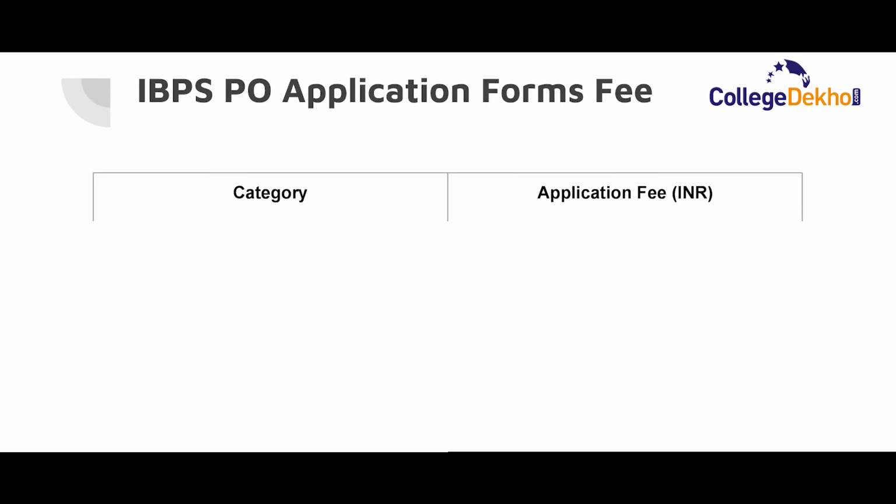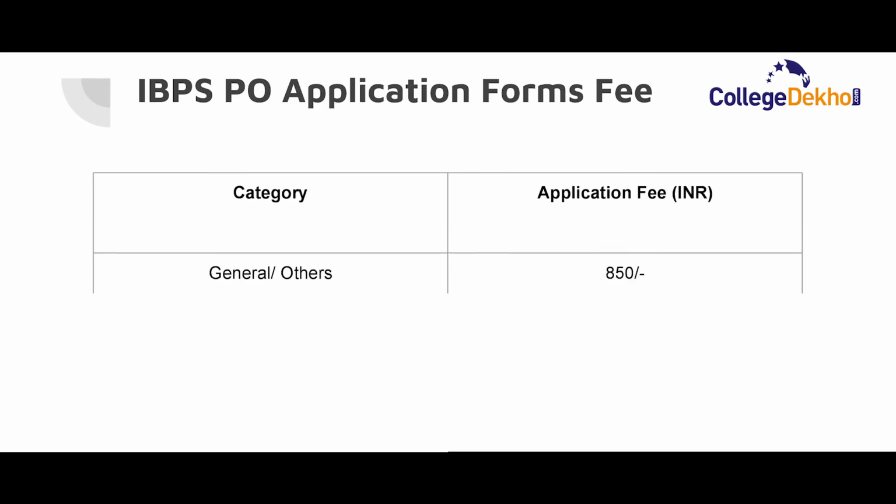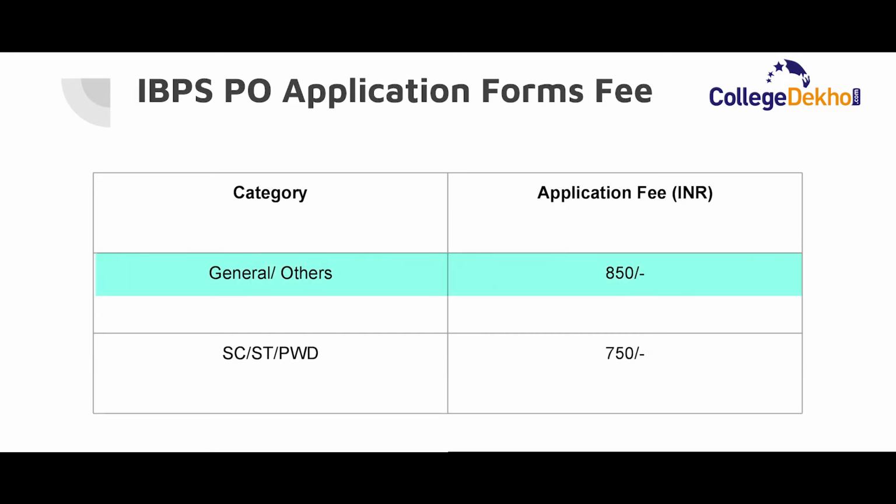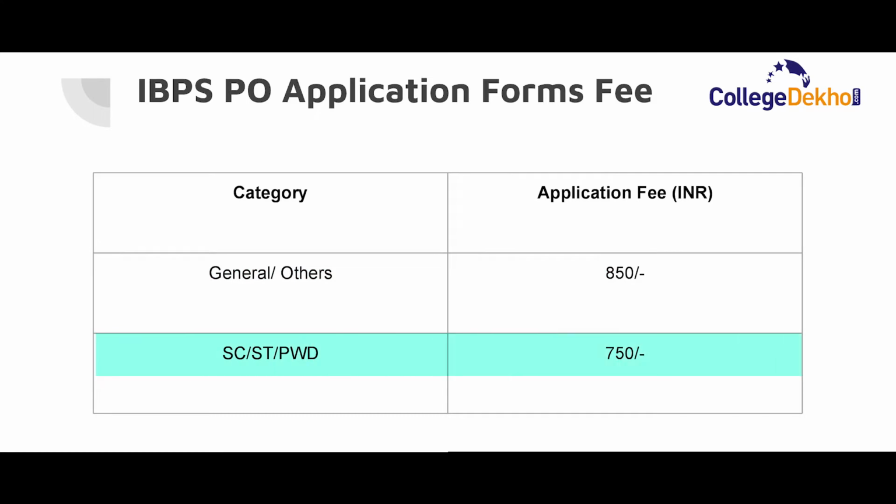Now let us look at what is the application fee for the IBPS PO application form. The application fee depends on the category of the candidates. For example, for general and other category candidates, the application fee is 850 rupees, while for SC, ST and PWD, the application fee is 750 rupees.